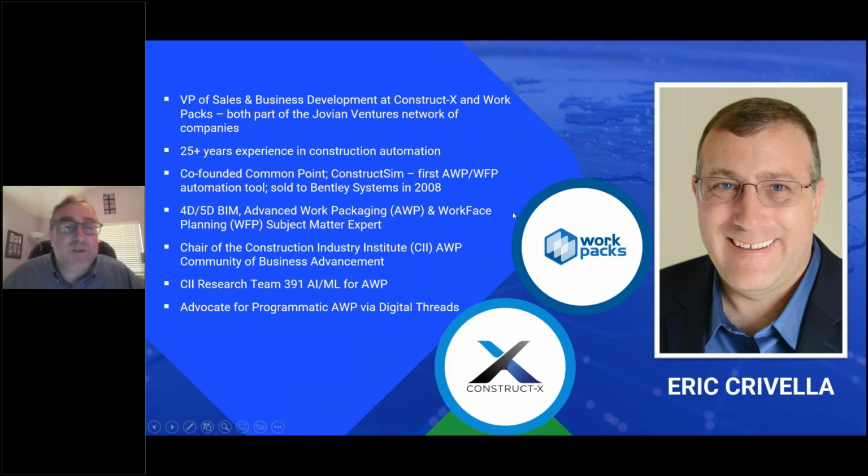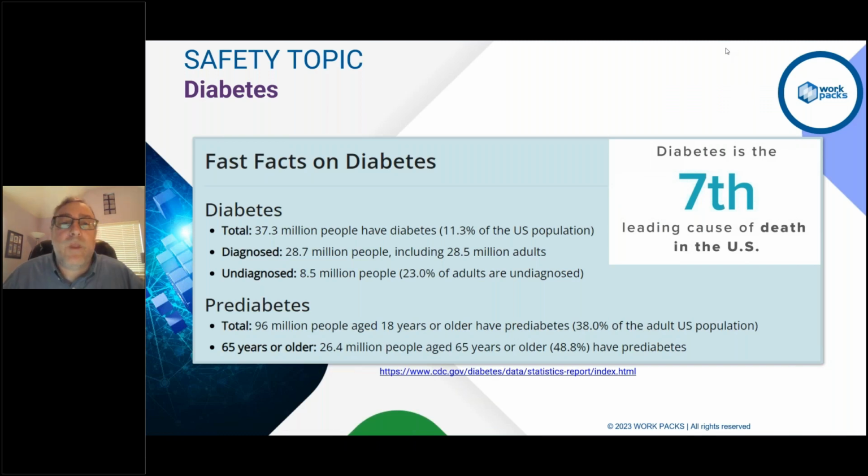But as we should with every meeting, we're going to start with a safety topic, right? Diabetes is the 7th leading cause of death in the US, but it would be far higher because a lot of people die from other causes that diabetes causes, such as heart attacks. Up to 37 million people have diabetes, 11% of the population. The key part here is that there are a bunch of folks who are undiagnosed. Up to 8.5 million people don't even know that they have diabetes.